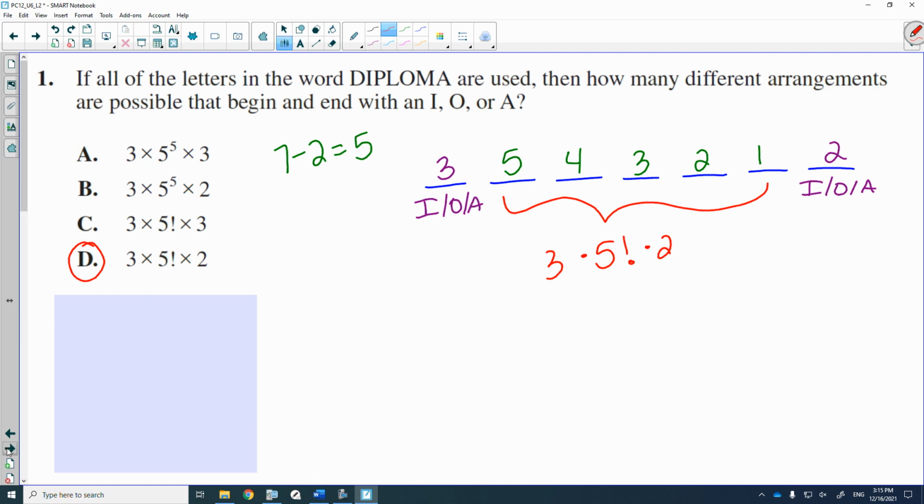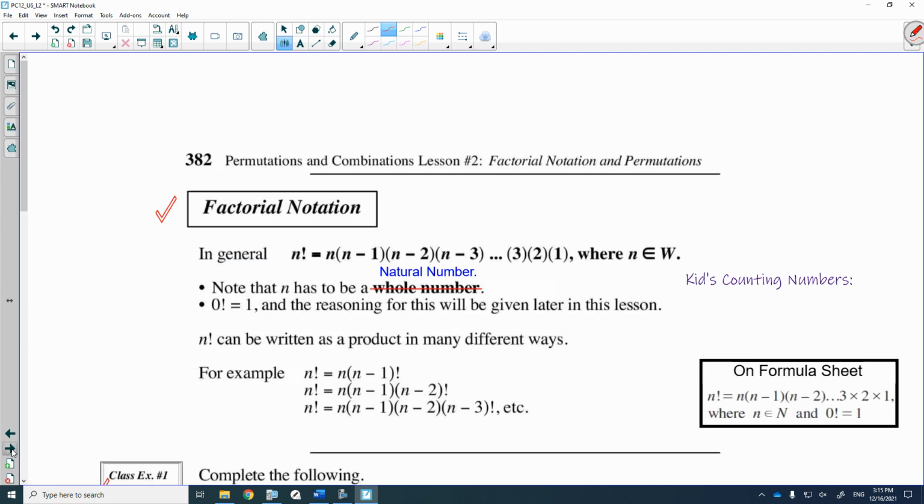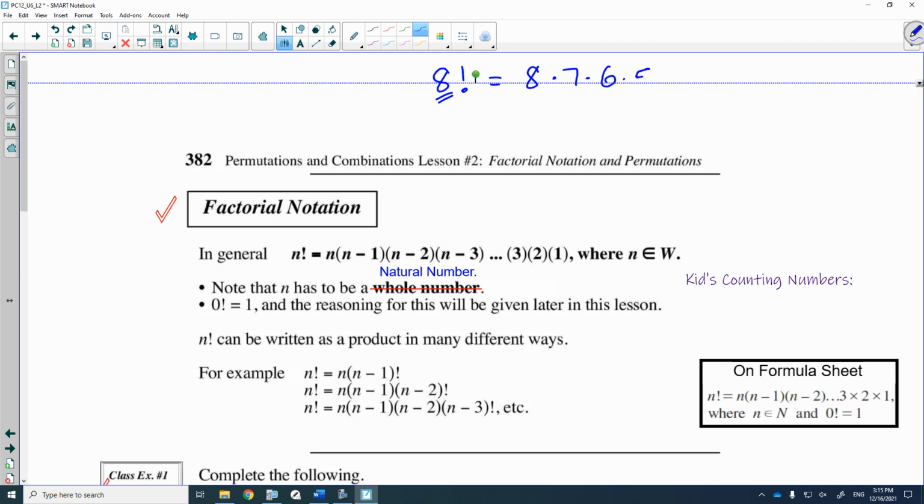Okay, let's look at factorial notation, and we're going to figure out a general way that we could write a number in factorial notation. So here's what I mean. If I said 8 factorial, what does 8 factorial equal? Well, we start with whatever number that is, so 8, and then we start unzipping. 8 times 7 times 6 times 5 times, and we're eventually going to get to 3 times 2 times 1.